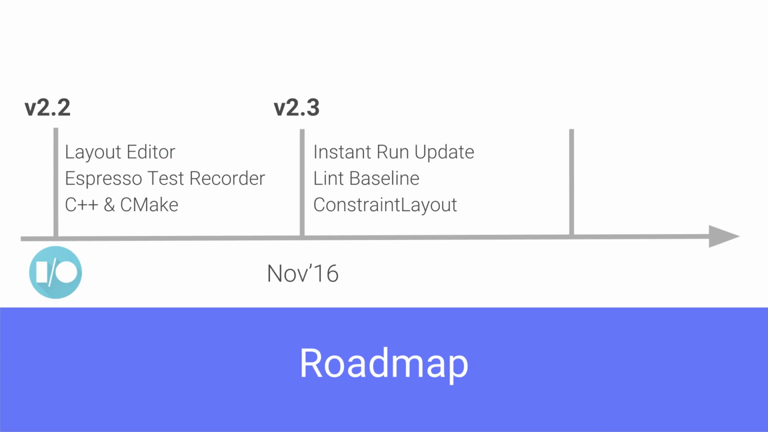So before we jump into new features, I just want to spend a few moments talking about features that we launched since we last spoke with you last year, in case you missed them. Last year at I/O, we gave you a preview of Android Studio 2.2, which included things like a new layout editor, the Espresso test recorder, and CMake support, which is great for C++ projects. And around November, we gave you a preview of Android Studio 2.3, which included things like an update to Instant Run, the lint baseline support, and the constraint layout reaching stable status, which is tightly correlated with the layout editor.